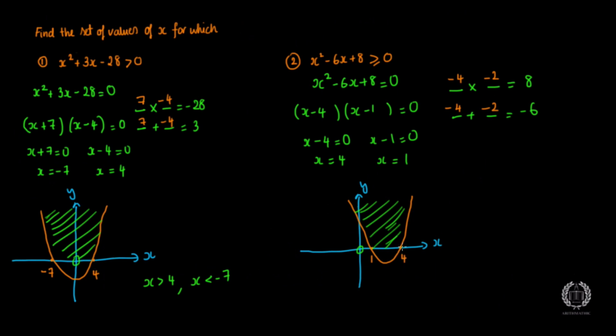If we look at this line here at 4, as this line is going this way, my x value is increasing, so x is greater than 4. And for my point 1 here, as this line is going this way, my x value is decreasing, so x is smaller than 1. But there's one thing that we forgot here. Because there's an equal sign, we have to add the equal sign at the end. Okay? And that's pretty much it.